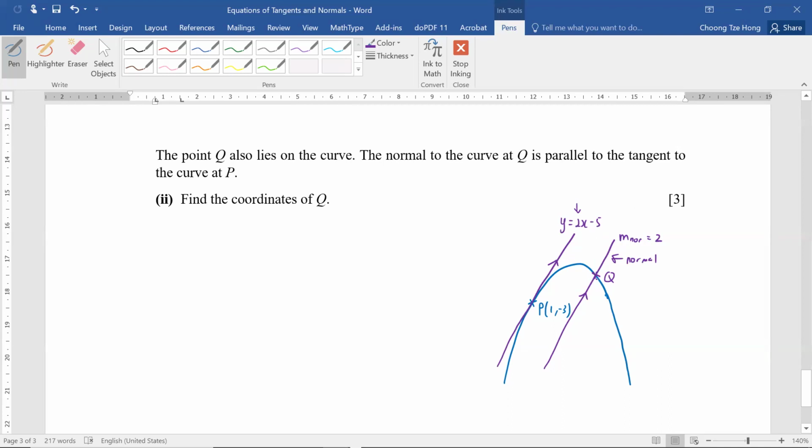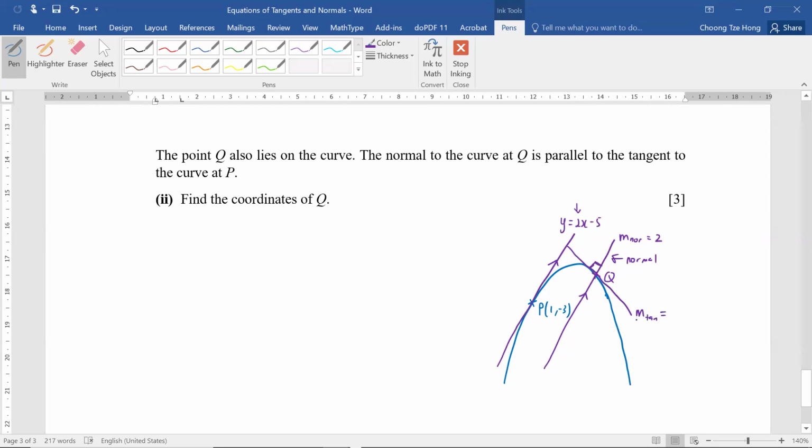Remember, dy dx gives us the gradient function, right? The gradient function is the gradient of the tangent at different points on the curve, depending on what points you sub inside the dy dx. Now, if the gradient of the normal is 2, can you find out the gradient of the tangent more easily? The tangent will be over here, and this normal and tangent are 90 degrees to each other. So if I know the gradient of the normal is 2, I can find the gradient of the tangent easily, correct?